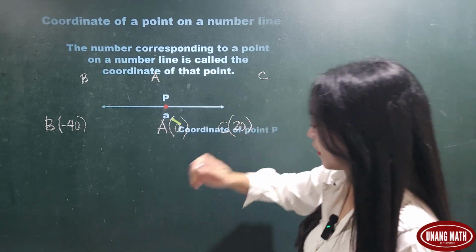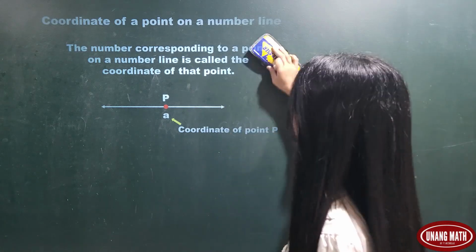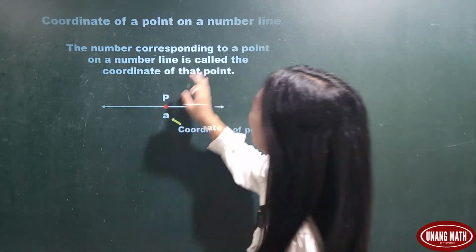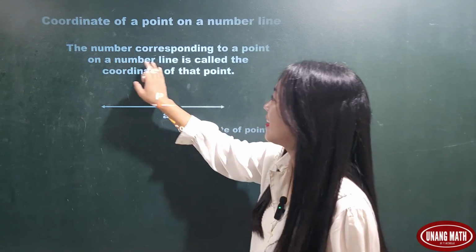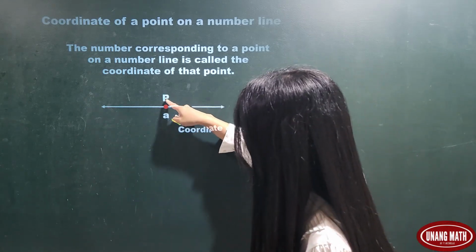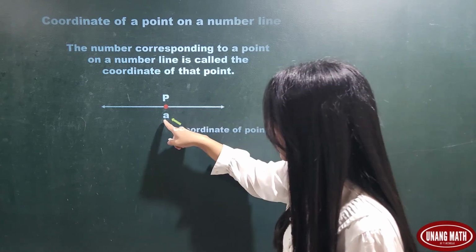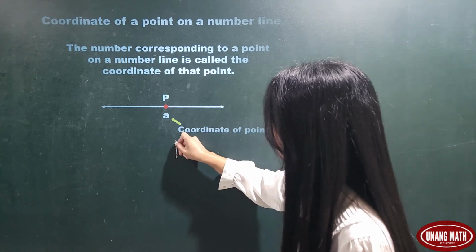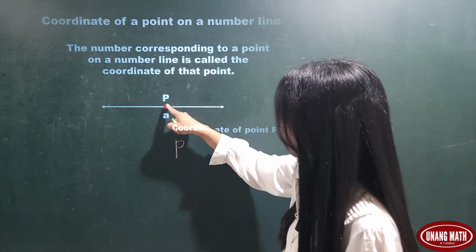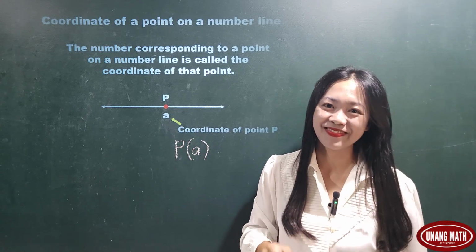So when we say coordinate of a point on a plane, this is the number corresponding to a point on a number line. Okay, if we have here point P, the coordinate of point P is A. So if we will write this one, the coordinate of point P is A.